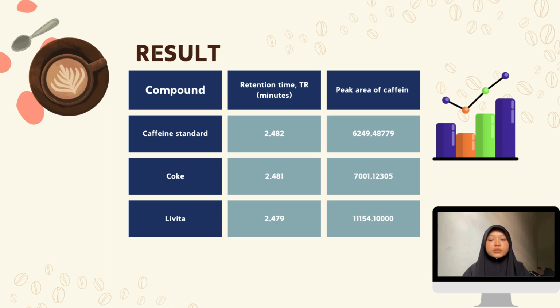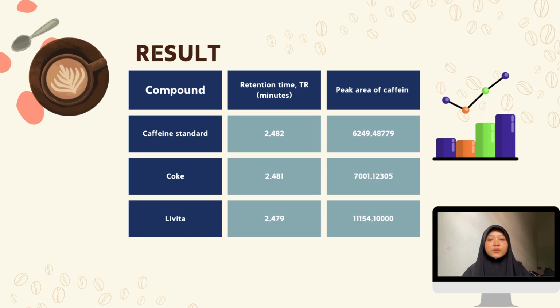Standard caffeine compound was used as a reference. The retention time of Coke and Levita was determined based on which peak is the closest to the standard caffeine peak's value. From that, we got our retention time value for each compound: standard caffeine is 2.482, Coke is 2.481, and Levita is 2.479.